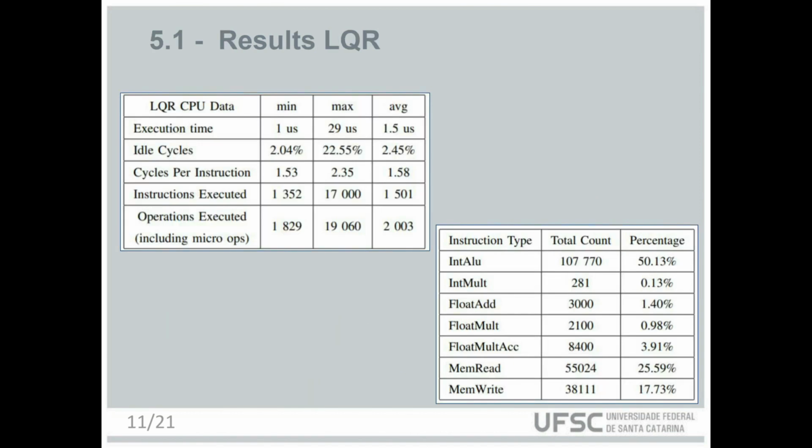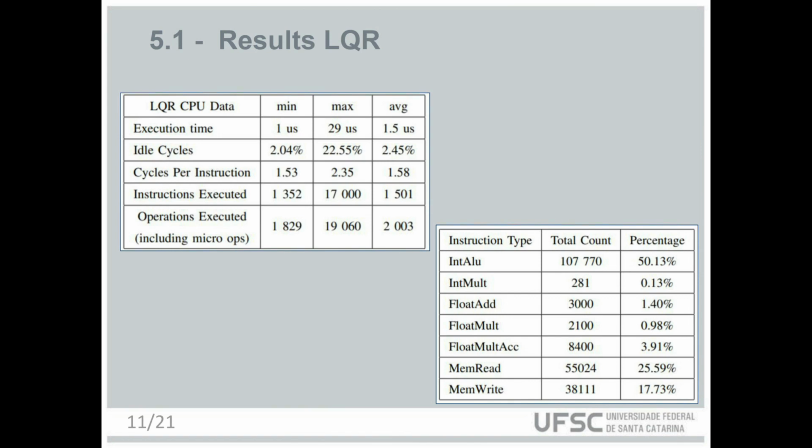We also used the HPI CPU model, the classic memory model, and the gem5 fast simulation binary. So first, let's check the LQR control program results. This program executed very quickly with an average control loop time of 1.5 microseconds. It also showed very low percentage of CPU idle cycles.